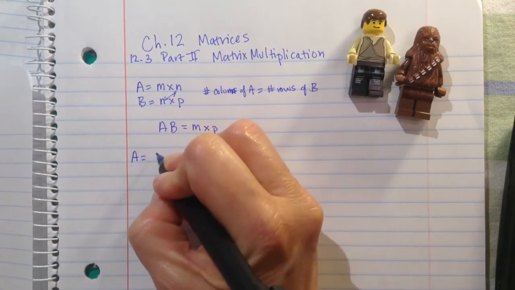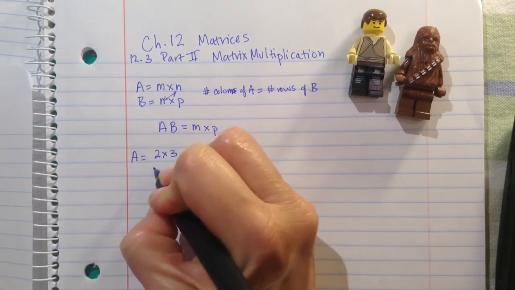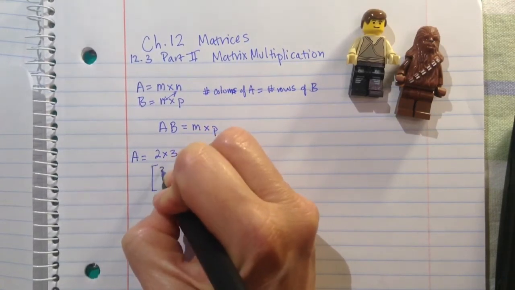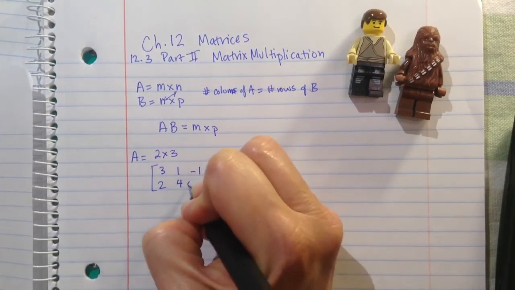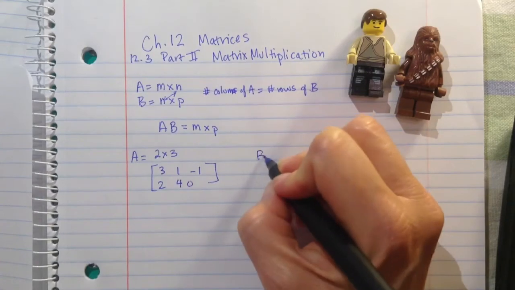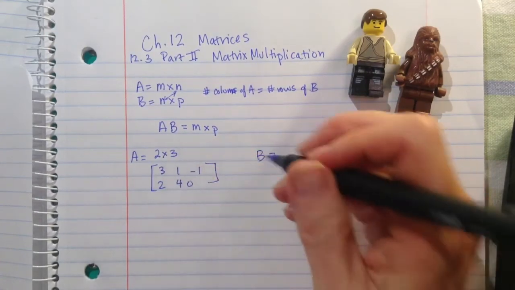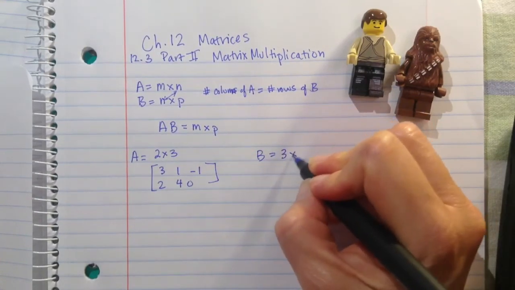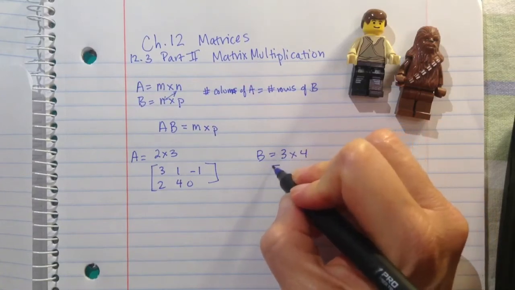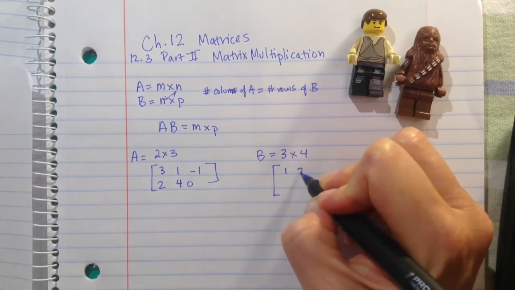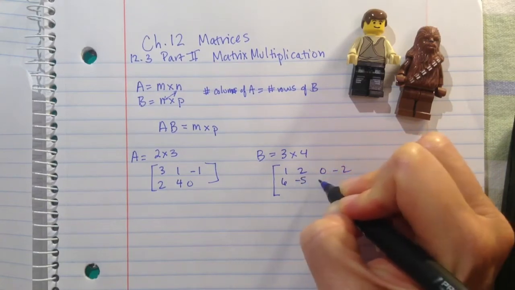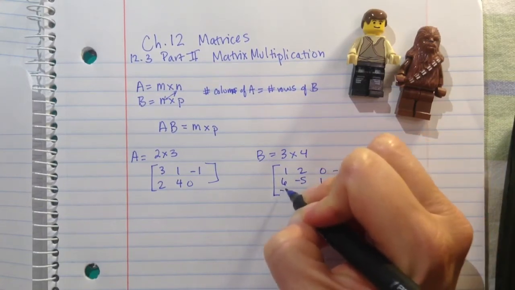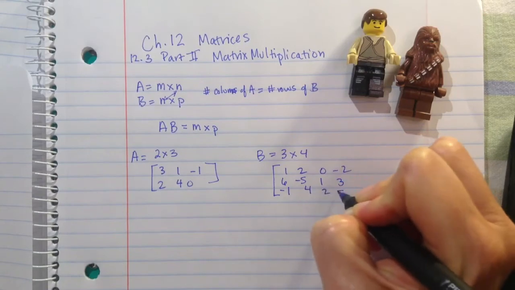Let's say A is a 2 by 3 matrix, which is 3, 1, negative 1, 2, 4, 0. And B then would have to be a 3 by something matrix. We'll say it's 3 by 4. So it is 1, 2, 0, negative 2, 6, negative 5, 1, 3, negative 1, 4, 2, 5.